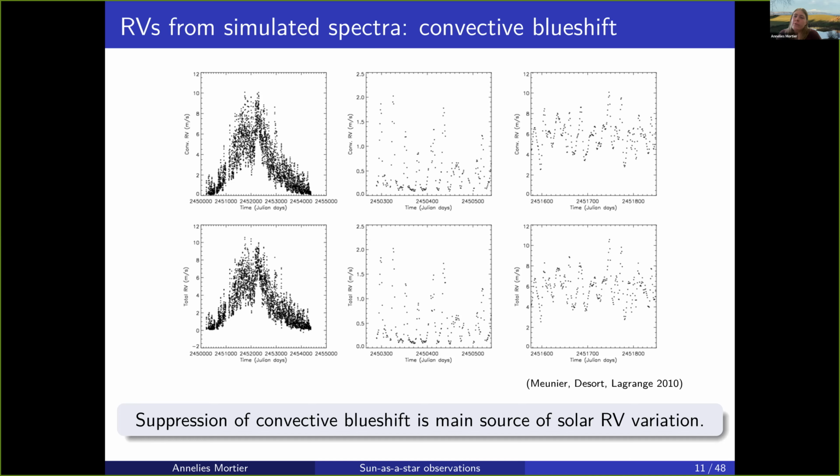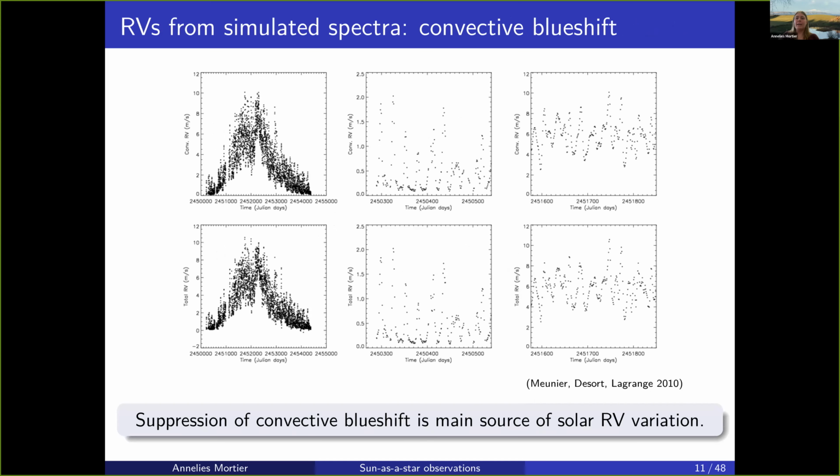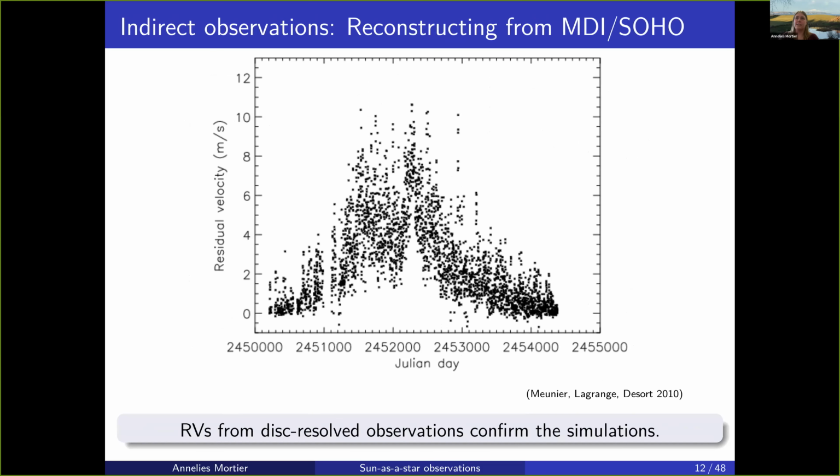And then in the bottom, you have the total effect, which is suspiciously close to the suppression of convective blue shift because it's so dominant. So this was all simulations, simulated with models. This is what we think the solar radial velocities would do, and then confirmed in the same year by reconstructing from MDI. And you see the same pattern here. This is not the same picture. The previous one, that was simulations. This one is observations, but it is the exact same thing.